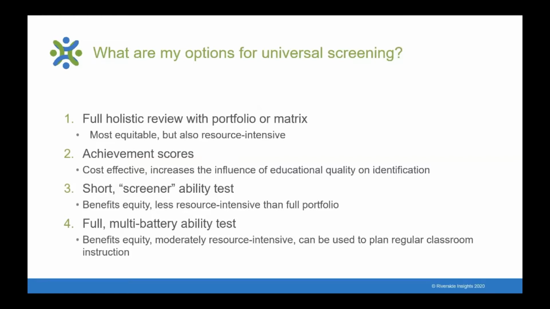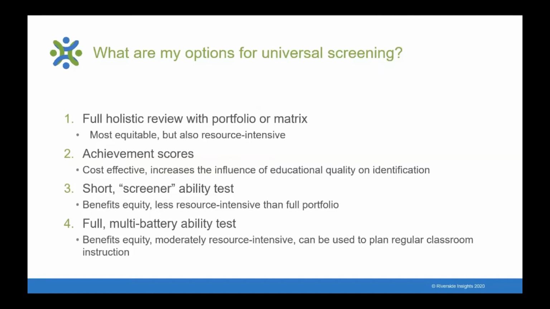So a better option is some kind of ability test that is less influenced by educational quality. One would be a short screener ability test. There's a lot of these out there. They benefit equity because you can quickly administer it to all students in a grade level. But it's not as much information as a full portfolio or a full test.